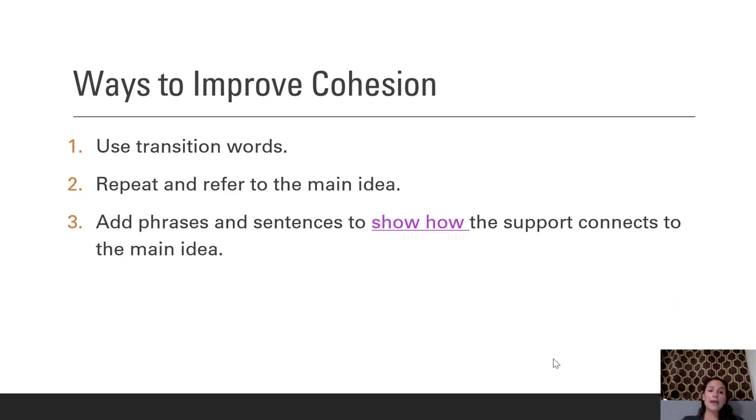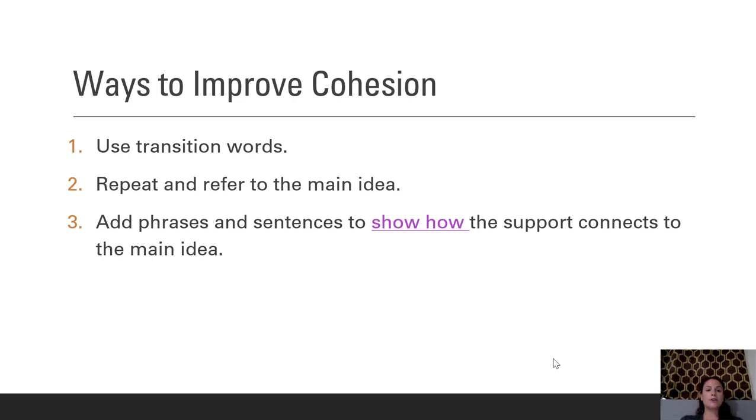There are 3 ways to improve cohesion. The first way is probably the easiest. Use transition words. These are words like however, although, in addition, furthermore, on the other hand. These transition words help the reader see if you are connecting ideas or showing opposite ideas in your writing.